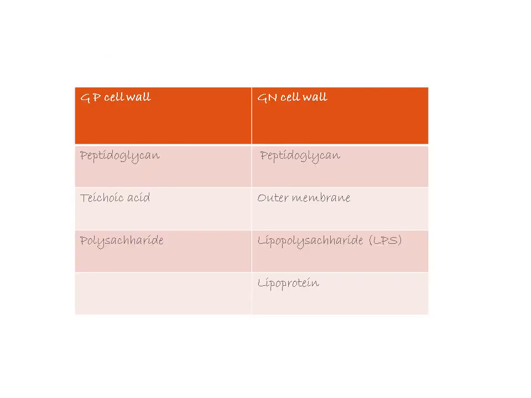Now let's discuss the components of gram-positive and gram-negative cell walls. The cell wall of a gram-positive organism consists of peptidoglycan, teichoic acid and polysaccharide. On the other hand, in the case of a gram-negative organism, the cell wall consists of peptidoglycan, an outer membrane, lipopolysaccharide and lipoprotein.